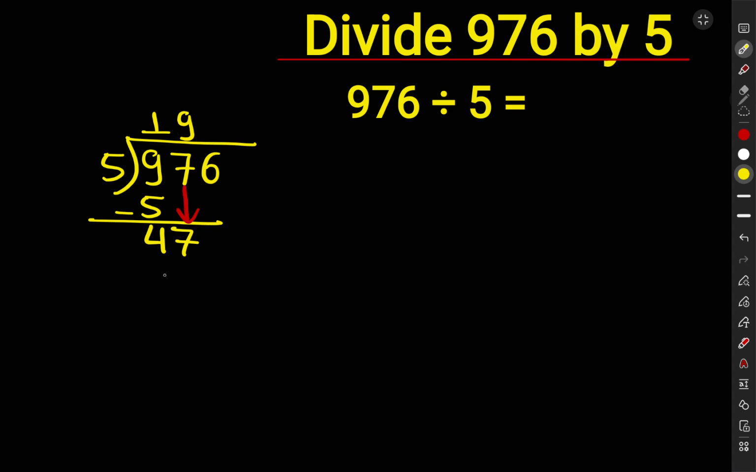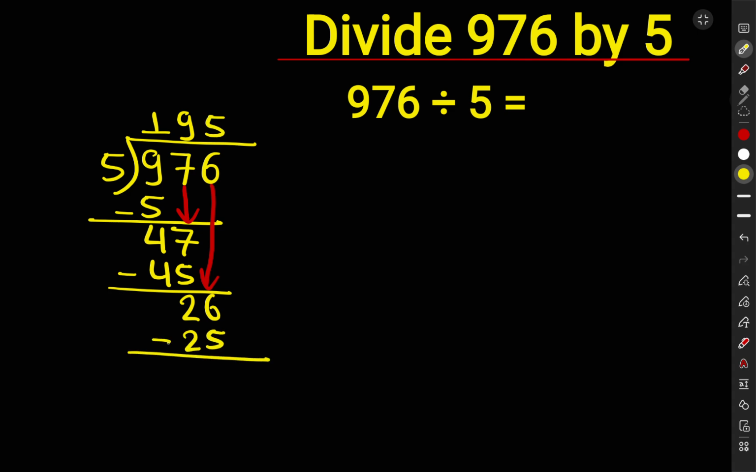5 times 9 is 45. On subtracting we get 2. So again we put down this 6 and it is 26. 5 times 5 is 25. On subtracting we get 1.